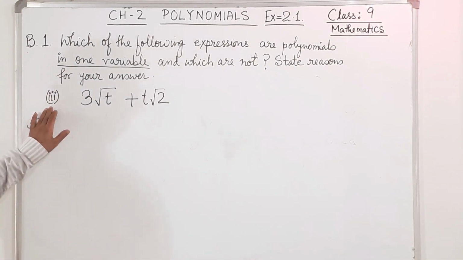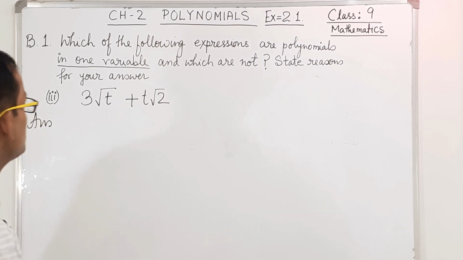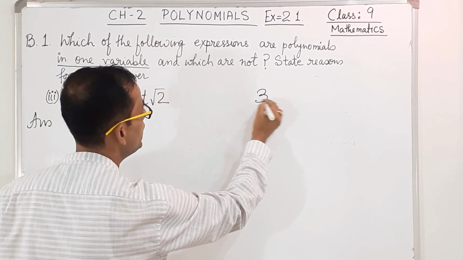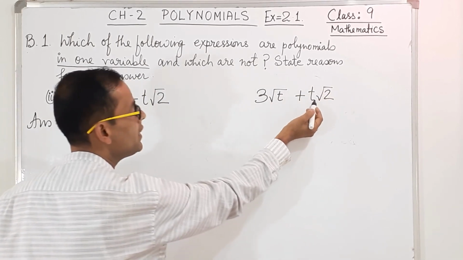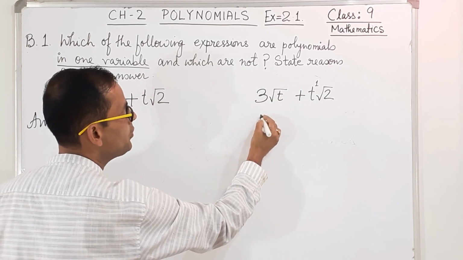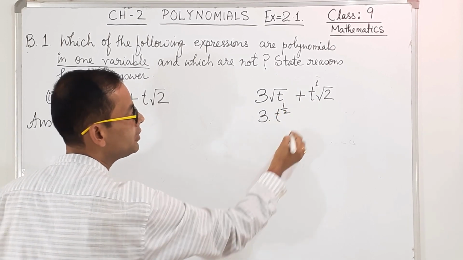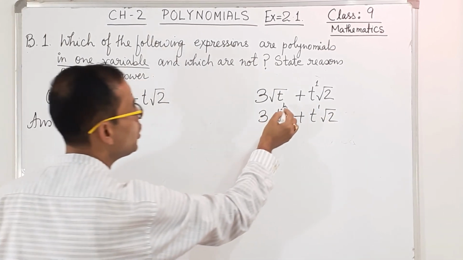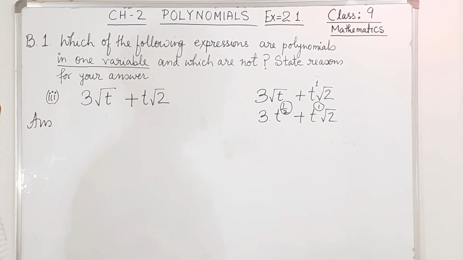Now, Roman 3 is telling what? 3 into root t plus t into root 2. So this is the first term, this is the second term. Now if I write in the rough, 3 root over t plus t root 2, you see here in the second term the power of t is 1. But in the first term the power of t is what? If I don't write this square root, then it will be t to the power half, plus t to the power 1 root 2. So here one power is a fraction and one is an integer. So a fraction cannot be in a polynomial.